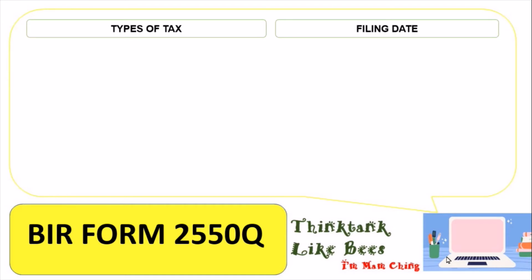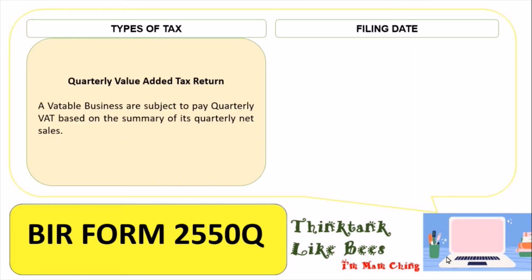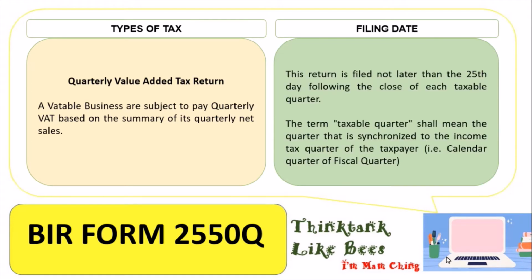Next, we have the BIR Form 2550Q, which is the quarterly value-added tax return. A VATable business is subject to pay quarterly VAT based on the summary of quarterly net sales. When you say per quarter, it means we have the first, second, third, and fourth quarter, which are divided into January to March, April to June, July to September, and October to December.